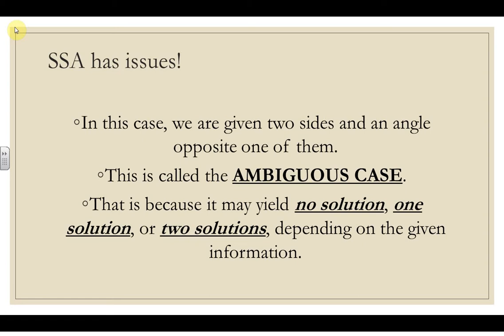This is called the ambiguous case. That is because it may yield no solution, one solution, or two solutions, depending on the given information. Well, how is that possible, you ask?